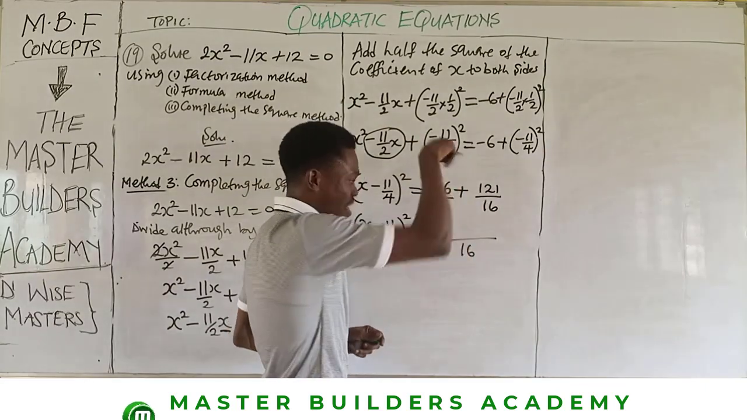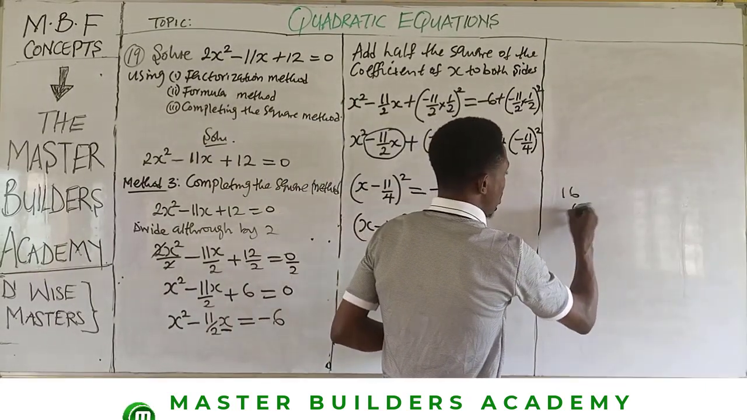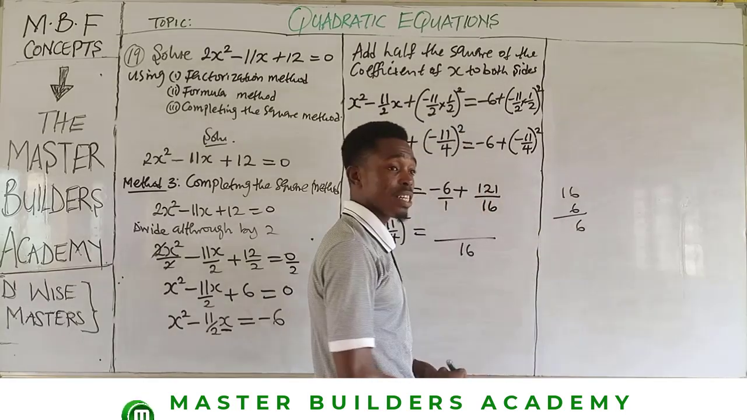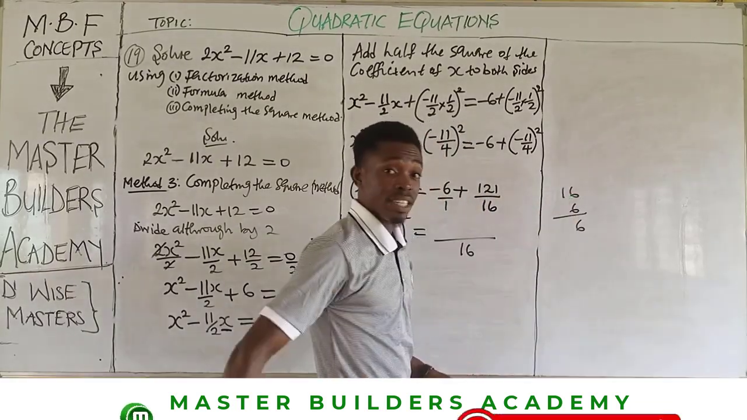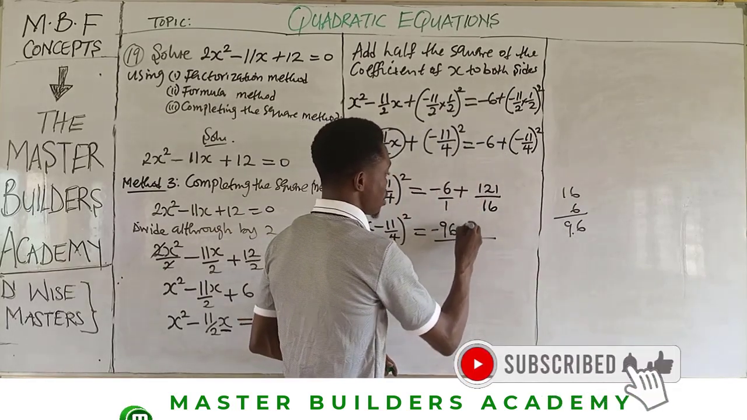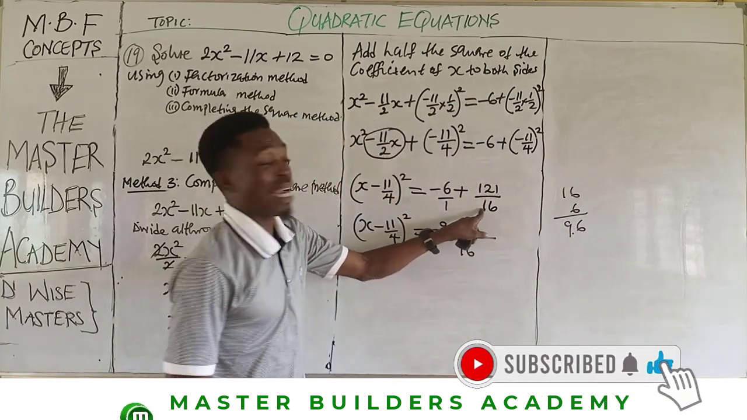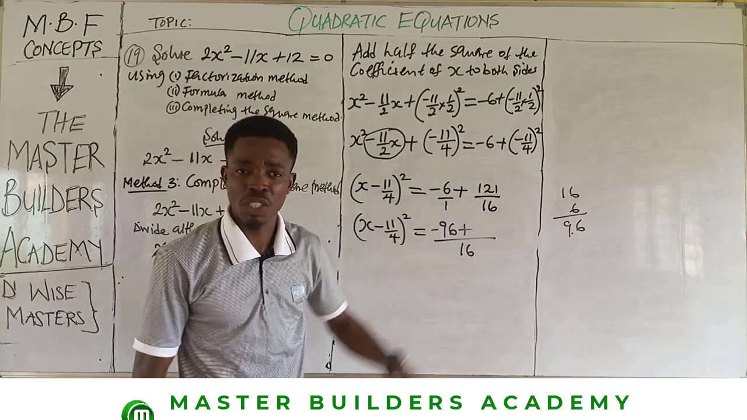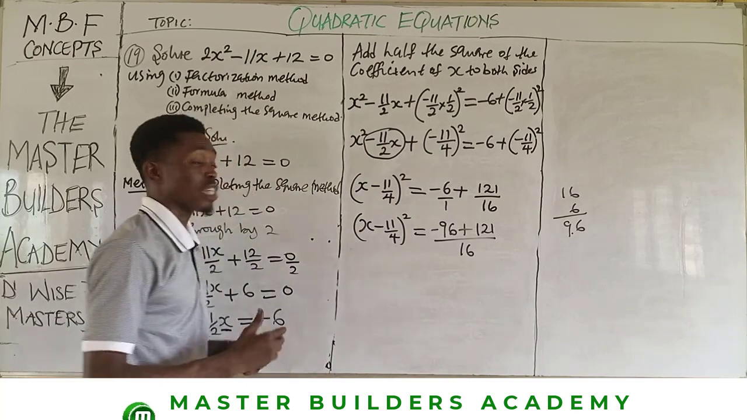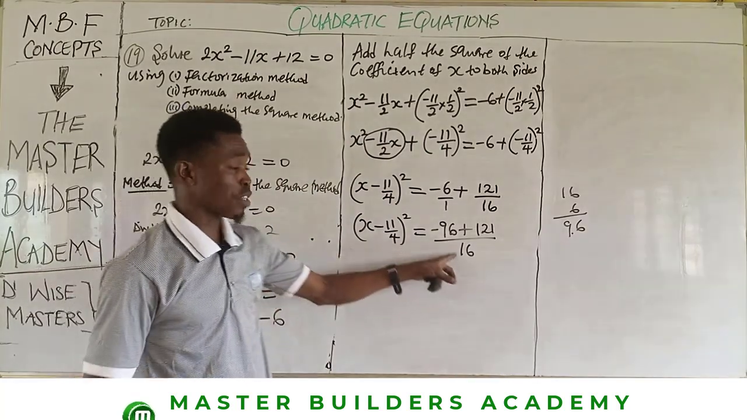Now 16 times 6. You can do it without a calculator because I don't have a calculator. 6 times 6 is 36, put down 6, carry 3. 6 times 1 is 6 plus 3, you have 9. So this will give us minus 96 plus, 16 divided by 16 is 1, and 1 times 121 is 121. As simple as that. Hope you have gotten how we have simplified this.